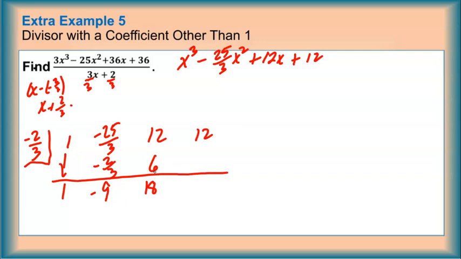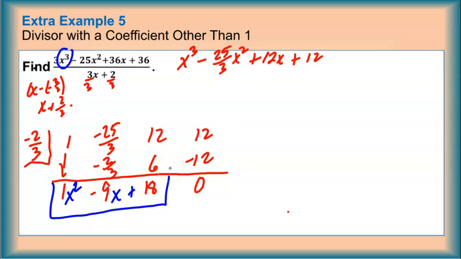Negative 2/3 times 18, so negative 2 times 18 is negative 36. Negative 36 divided by 3 is negative 12. Add straight down and I get 0. So that means it is a factor. Since I had an x cubed here, this would be x squared minus 9x plus 18 with no remainder. So that would be my polynomial as my quotient. So that's how you can divide polynomials in 3 different ways.